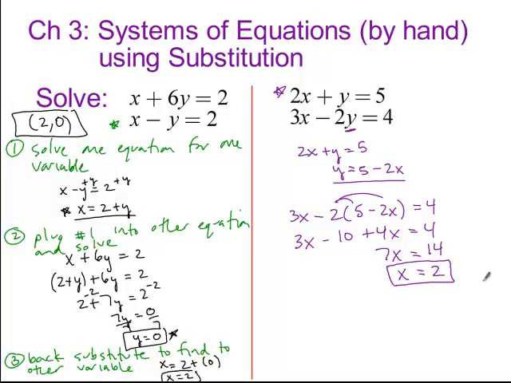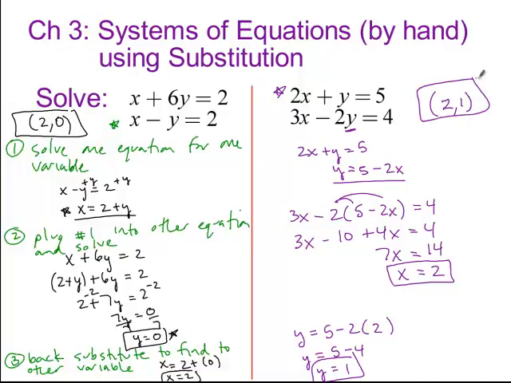So I found one of my variables. My last step is to back substitute, so I'm going to take this equation, y equals 5 minus 2x. But because I already found what x is, I can substitute that in, and I get my solution, 5 minus 4, or y is equal to 1. So my solution for this is an x coordinate of 2, a y coordinate of 1, and that is my answer.